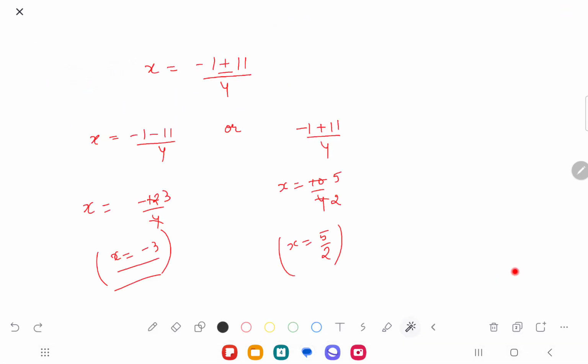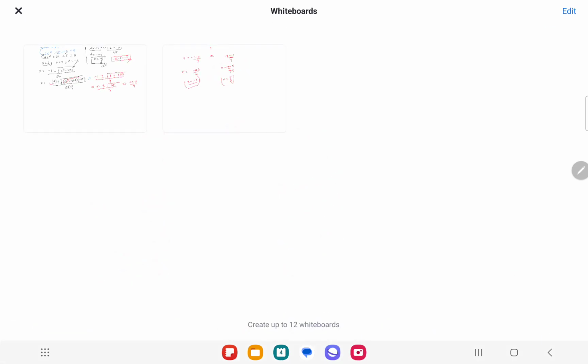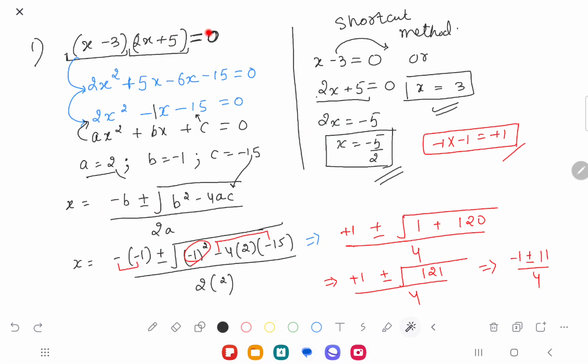And this longer method is 99% applicable. Shortcut methods are applicable only when you have a zero right here, when this product becomes zero. So that's the basic concept. If they're giving zero on one side and on this side they're giving you two brackets, it's very simple. You can simply say one bracket is zero or the other is zero.